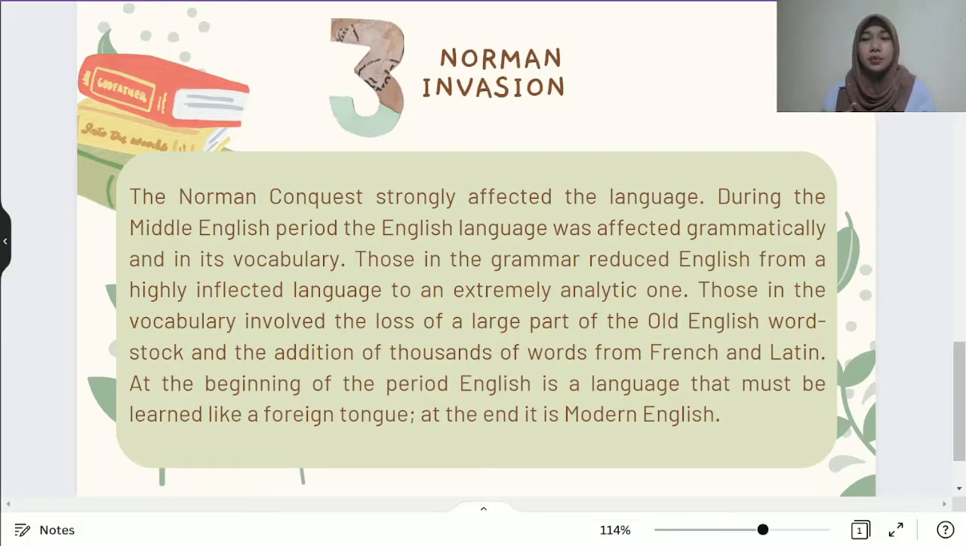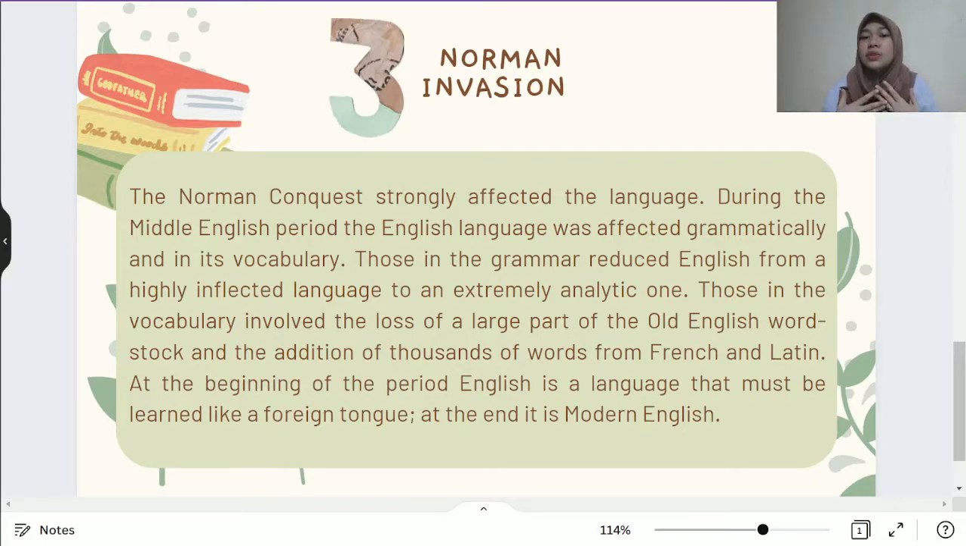And then after the Normans took over as the ruling class, Old English was discarded by the aristocracy, and Latin or Norman French was substituted. At this moment, French became the language used by merchants, the court, and was spoken by the ruling class. Latin was also used by the clergy, and the vocabulary involved the loss of a large part of Old English and the addition of thousands of words from French and Latin.